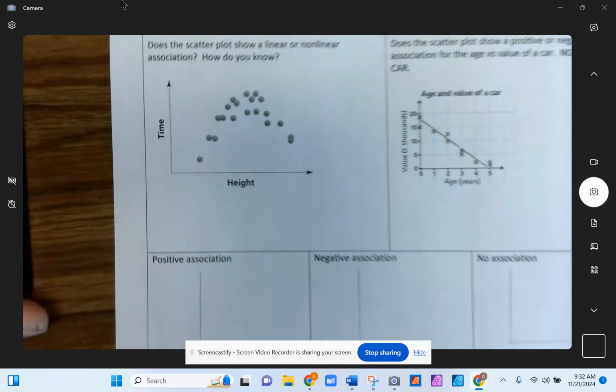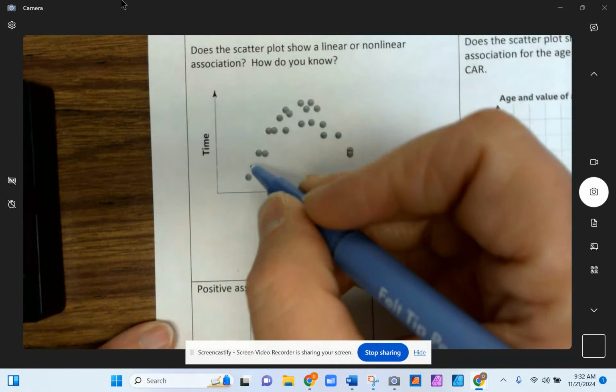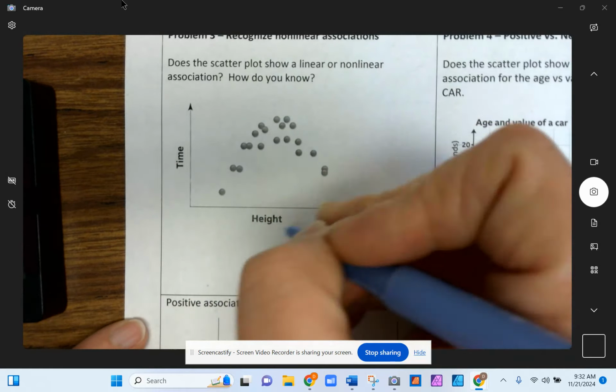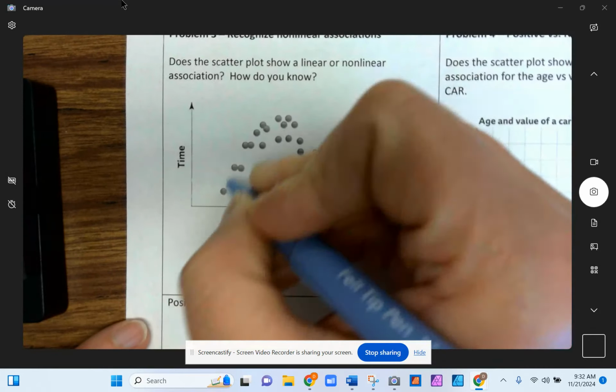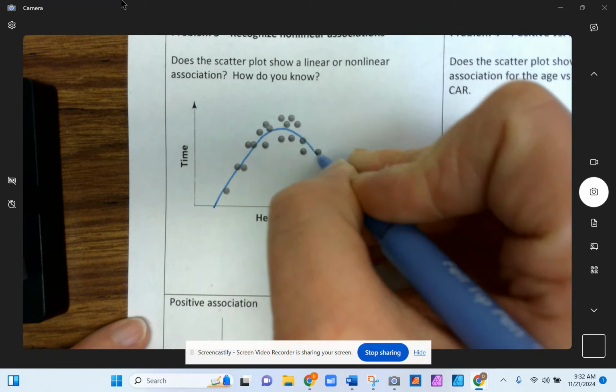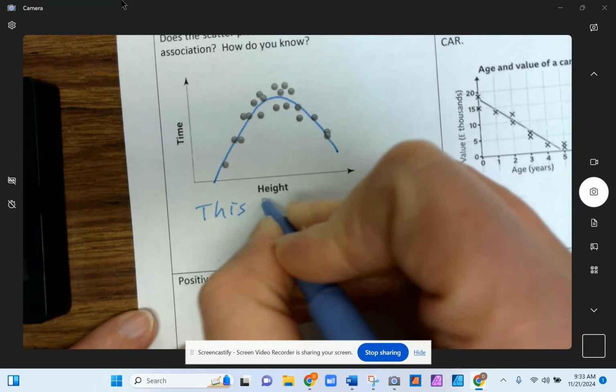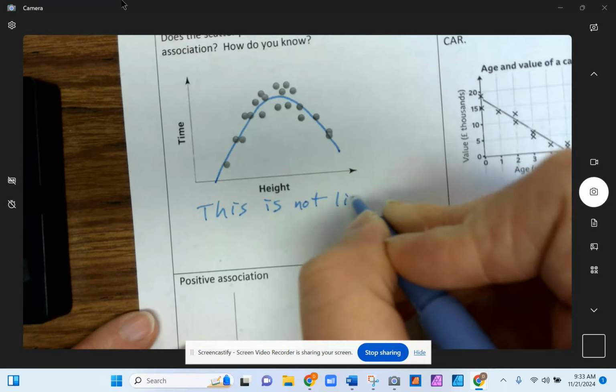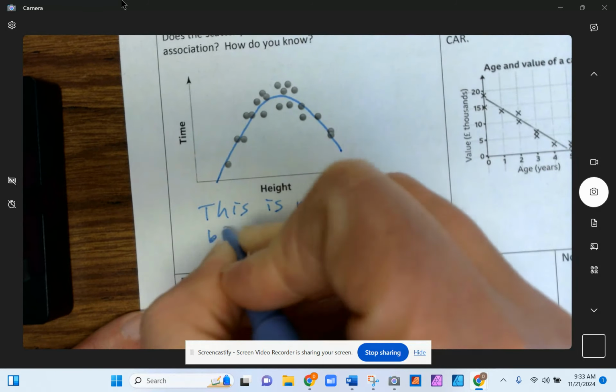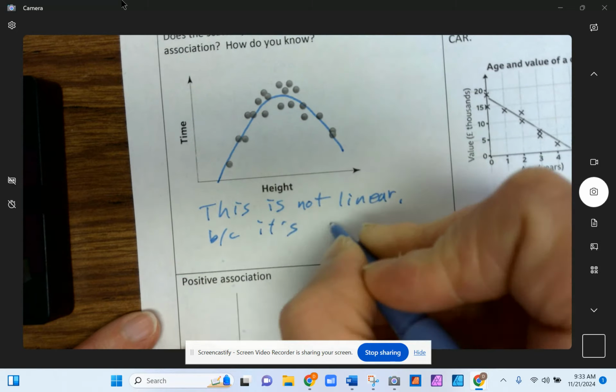Okay, this is a nonlinear association, height versus time. I don't know exactly what height versus time means, but whatever. You can see that it's not a line, right? It's a curve, right? So how do you know this is not linear? Because it's a curve. Very easy to recognize.